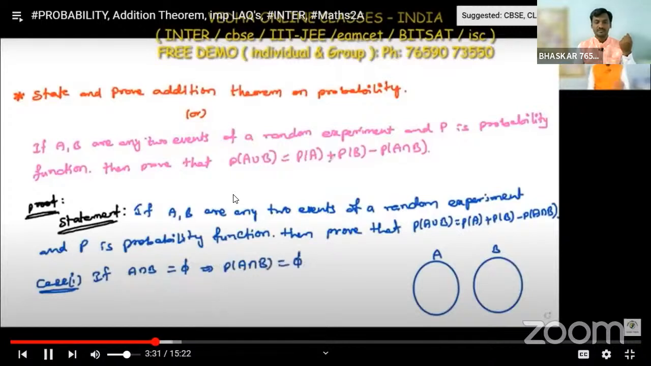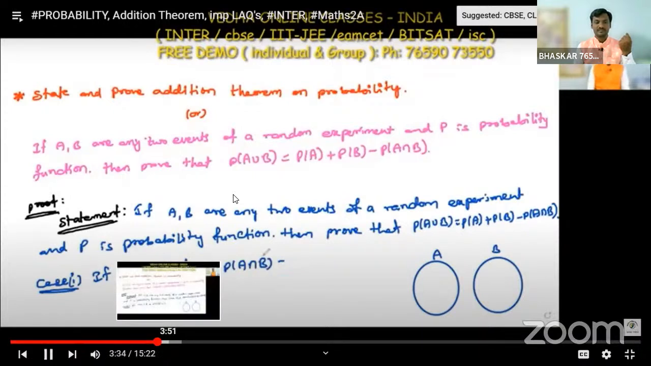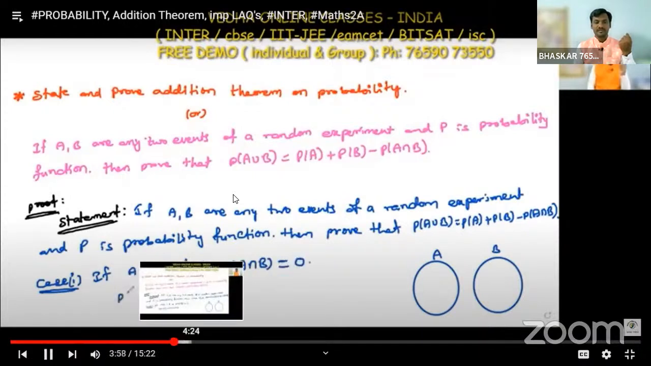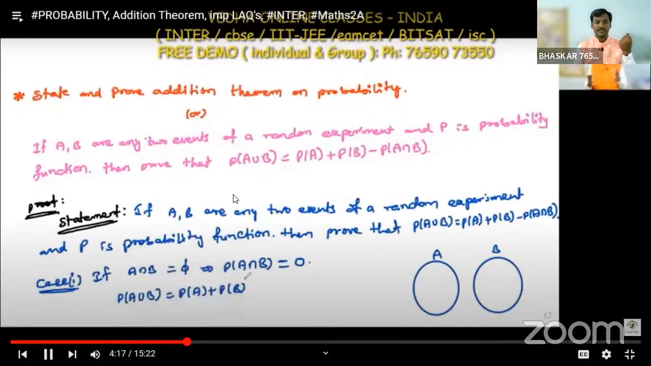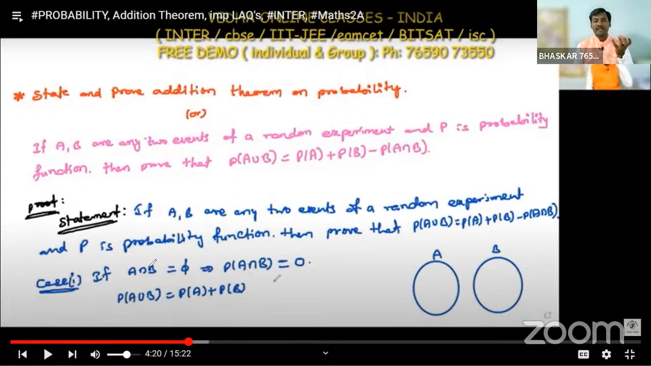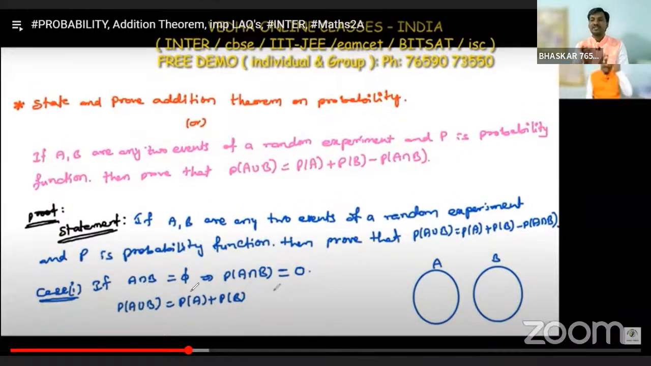Whenever A and B are given, here we have two possibilities. One is if A intersection B is equal to phi. If it is equal to phi, then the intersection, the common part, is 0. There is no common part between A and B. So that's why A intersection B is equal to 0. So there are no common elements here.